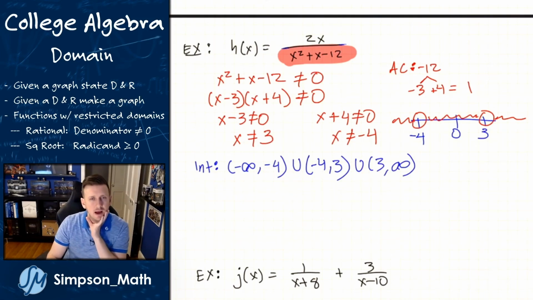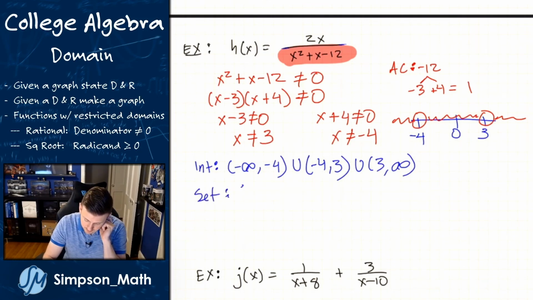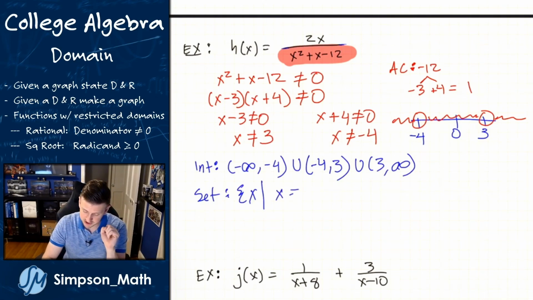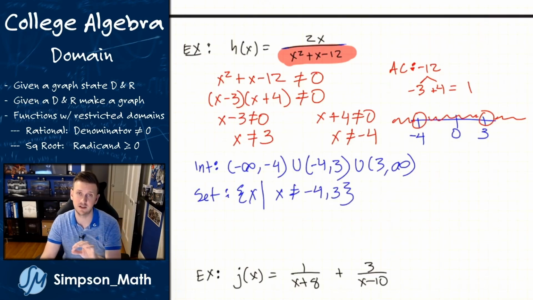Now, let's go and do set notation. Then I'll do my ponderance. All right, so the set of x such that x is implied all real numbers, but just not where x does not equal, and I like to write them in order, negative 4 and 3. So there we go. So that's set notation. My ponderance is, what about 0? My little note.